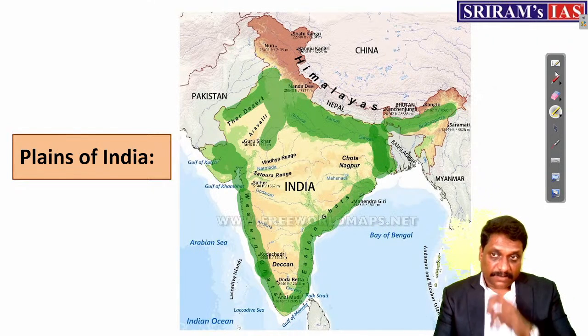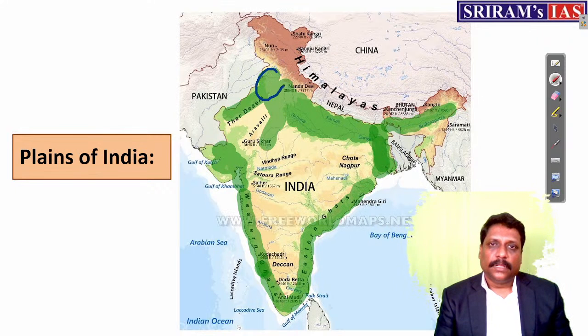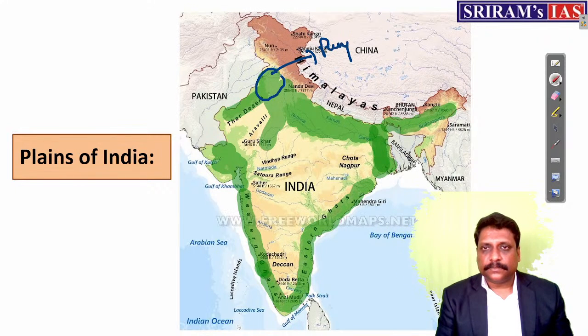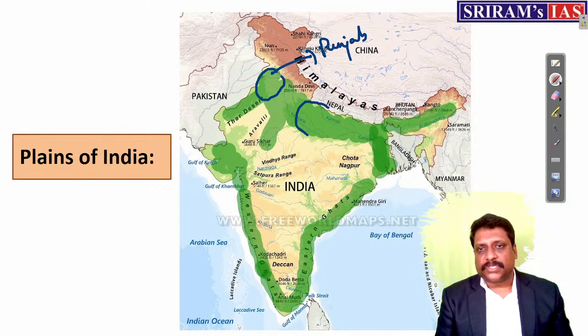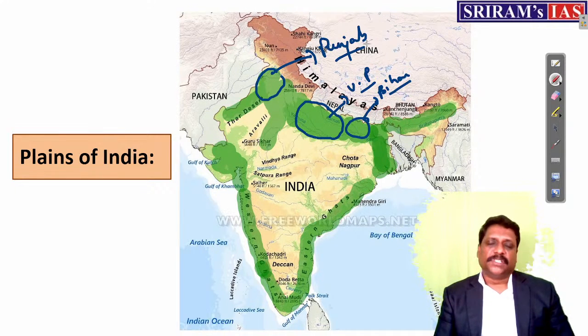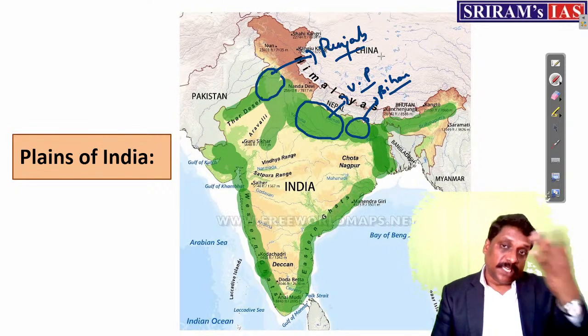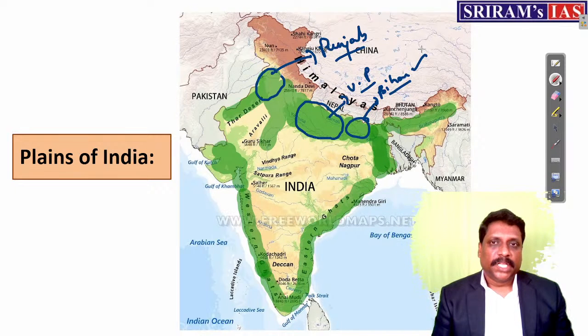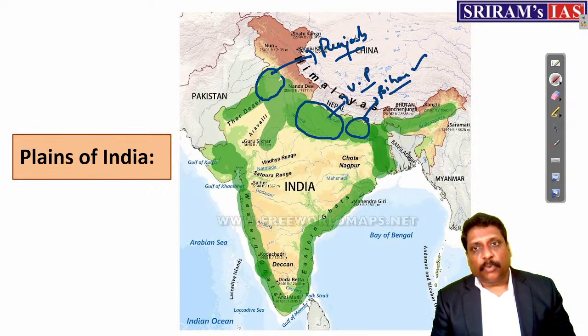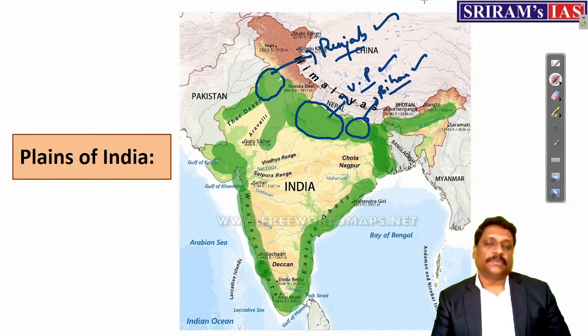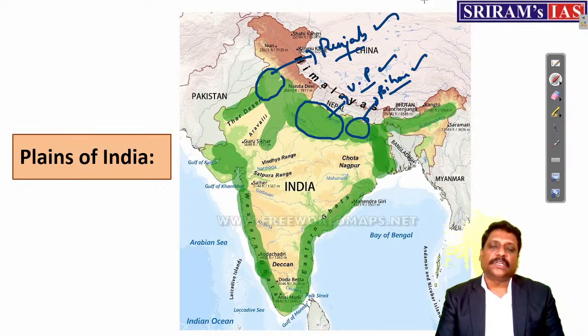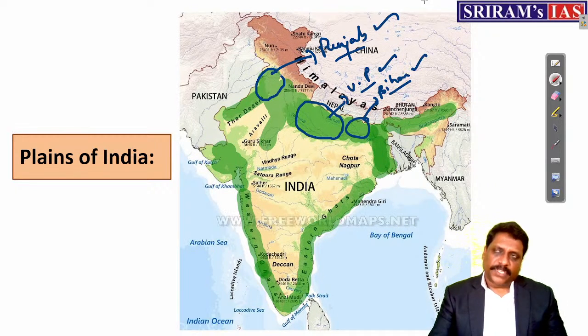But see, I have states like Punjab, states like Uttar Pradesh, states like Bihar, right? For example, if somebody asks you which is the most populated state in India, undoubtedly it is Uttar Pradesh. Which is the most densely populated state in India? It is Bihar. Which state has maximum agricultural production? It is UP. Which state has maximum agricultural productivity? The answer is Punjab.